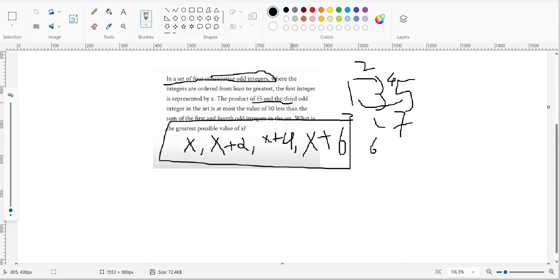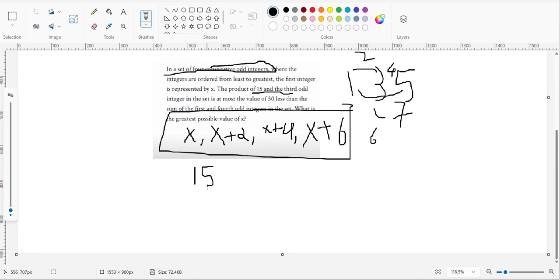The product of 15 and the third odd integer, that means 15 and the third odd integer, which is x plus 4, the product of these two. So the product of 15 and the third odd integer in the set is at most the value of 50 less than the sum of the first and the fourth odd integers in the set. So what does it mean? It means that the product of x plus 4 times 15 is at most, which means maximum, which means less than or equal to 50 less than the sum of the first and fourth, which means x plus x plus 6 minus 50. So this will be our required inequality.